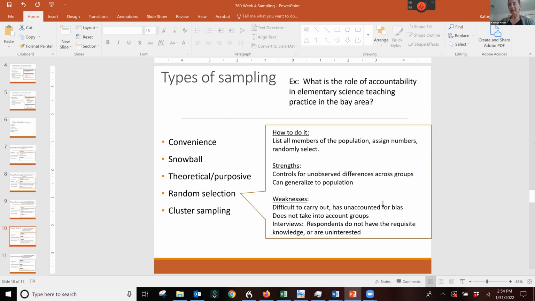Now, random sampling is what most of you have heard about, right? This is how they do politics and, well, at least that's how they say they do it. Okay, right? So this is the idea of just like, I want to interview, so I gave a research question: what is the role of accountability in elementary science teaching practice in the Bay Area? So the idea is, who are all the elementary teachers in the Bay Area, and randomly sample them and send them a survey. You can imagine how well that would work, right?